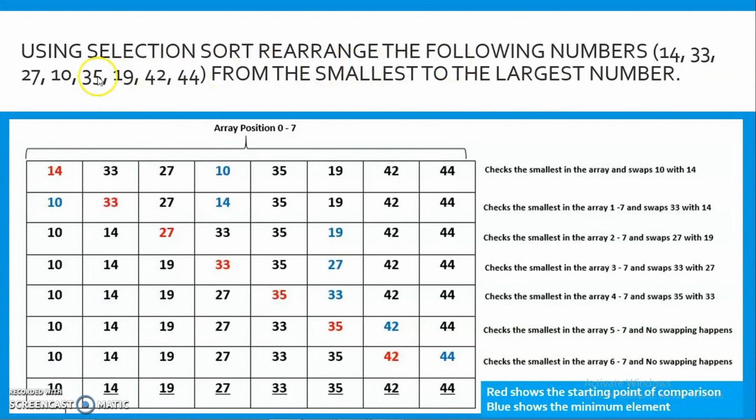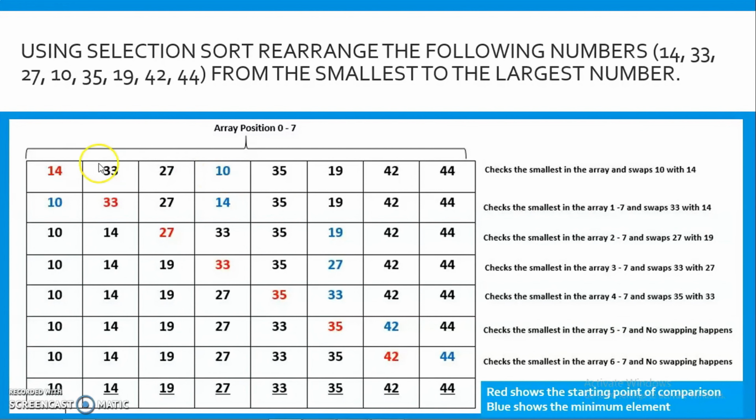So I have an example here using selection sort. Rearrange the following numbers. We've been given 14, 33, 27, 10, 35, 19, 42, and 44 from the smallest to the largest. So you arrange them in terms of arrays. These are array 0, array 1, array 2, array 3, array 4, array 5, array 6, array 7. The figures are 8, but because when we talk of arrays, we also have to include 0, they are array 0 to 7. The red is indicating to us where the comparison shall start. So we'll compare from array 0 to the last, which is the smallest. The smallest is what is indicated in blue. So this is the smallest.